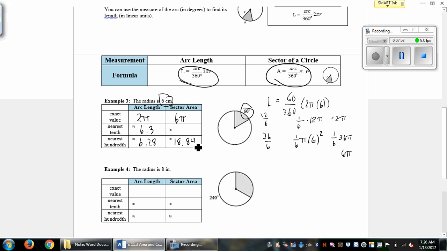And the 4 does not make the 8 round up, so we're going to have 18.8 as our answer rounded to the nearest 10th.